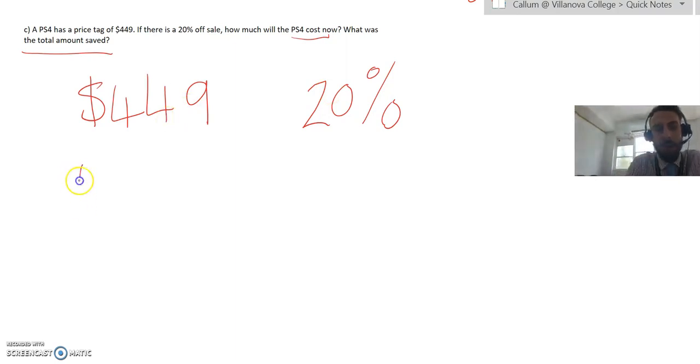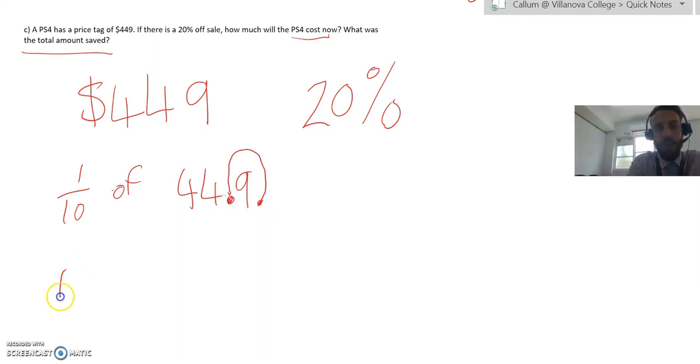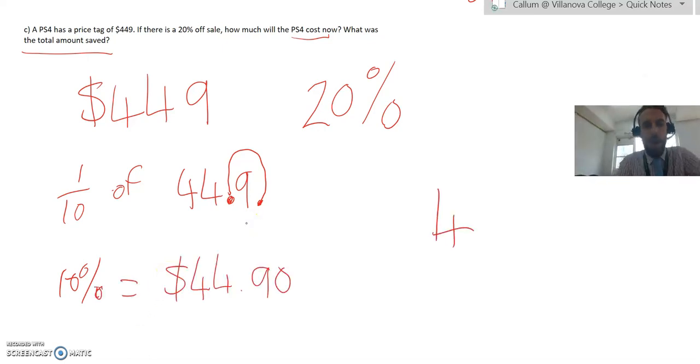I'm going to first work out what 10% is. I know that 10% is 1/10. And to work out 10% of 449, it's really simple. It's just as simple as moving the decimal point over one place value. So I know that 10% of 449 is the exact same as, sorry, my stylus has stopped working again. So because I just moved that place value, I know that 10% is $44.90.